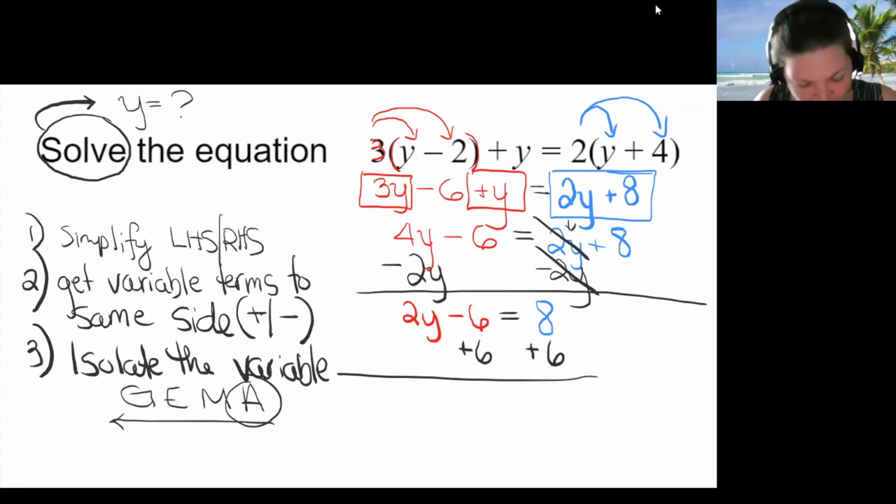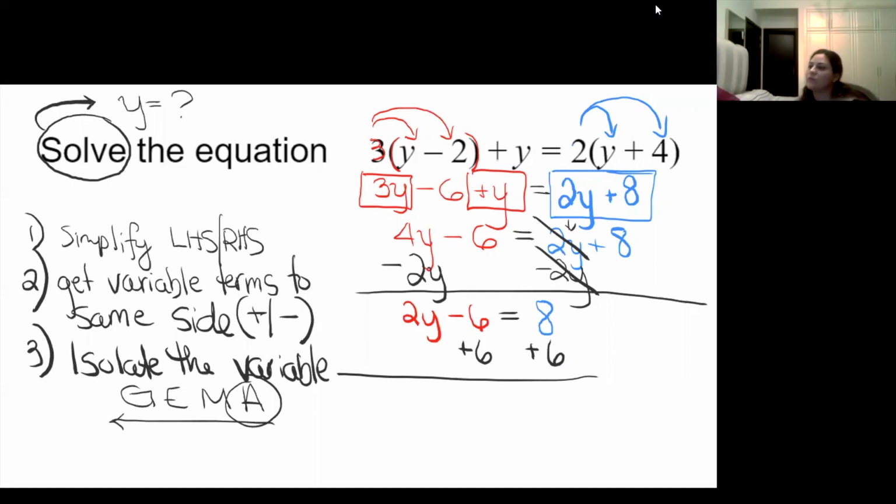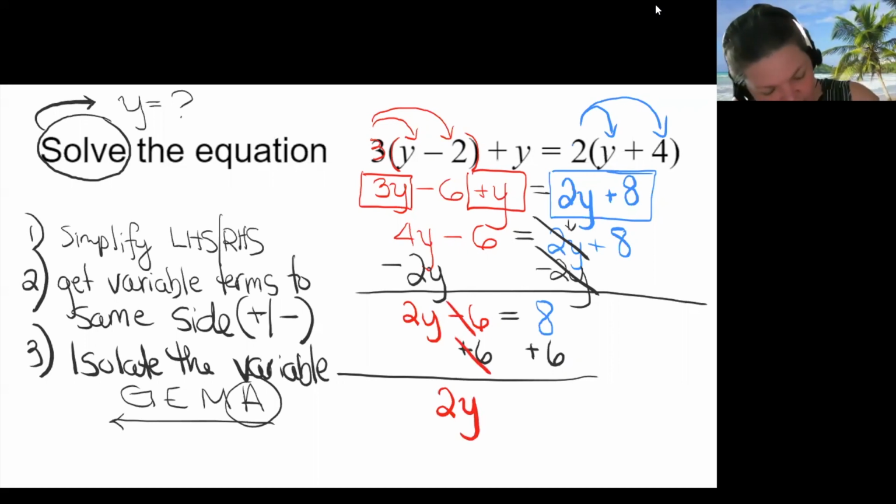Nice job. What will my new equation be? 2y equals 14. The negative 6 and the positive 6 canceled out. Only thing left on the left is 2y, and that's equal to 14.